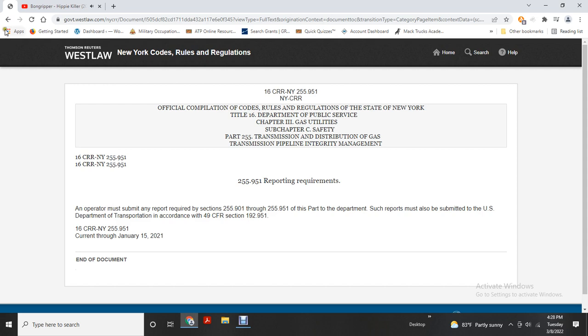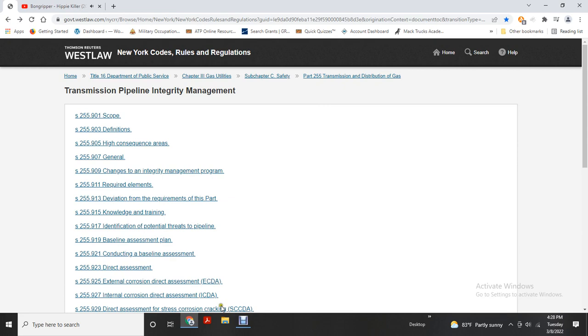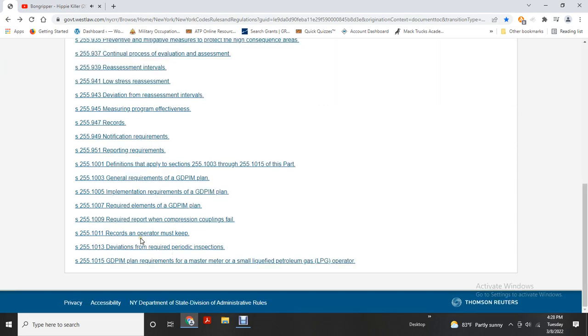And that completes the 901 to 951 transmission pipeline integrity. We'll cut the tape and we'll come back for the 1000s.